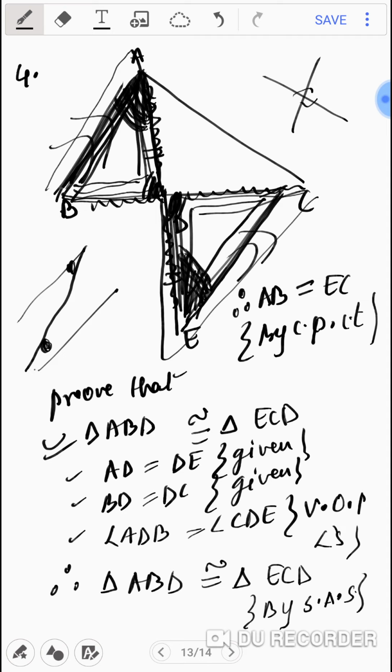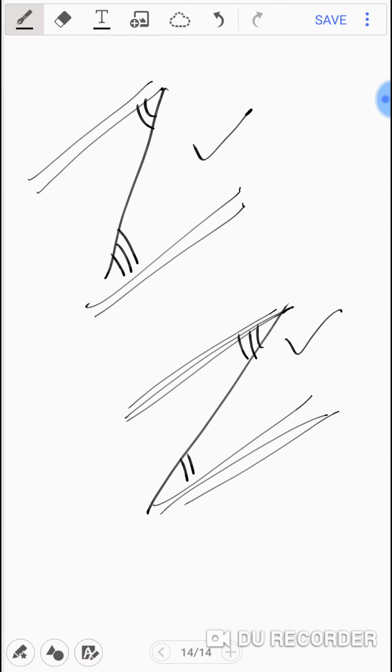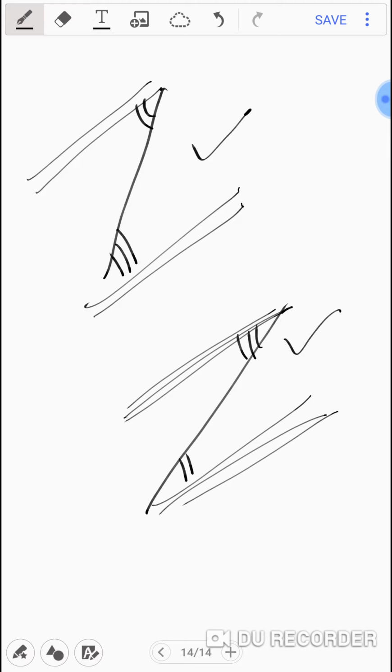How did you get BAD equal to DEC? You can take CPCT because you have made the two triangles equal. You can take any two angles also. I have taken BAD equal to DEC. Okay? But they are also alternate, Z-forming angles. Therefore, AB is parallel to EC. Got it? Problem number 5.